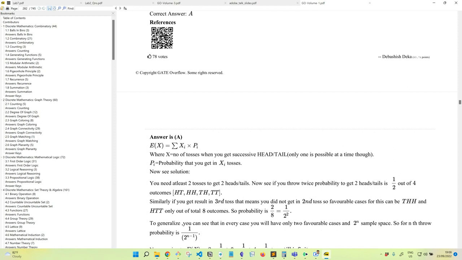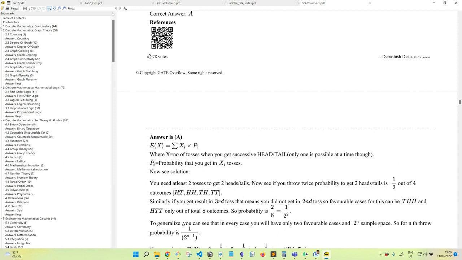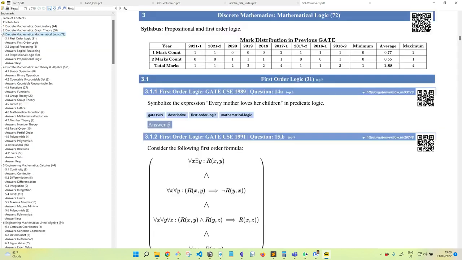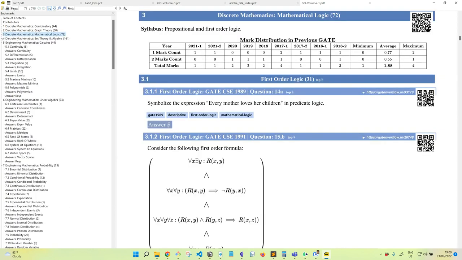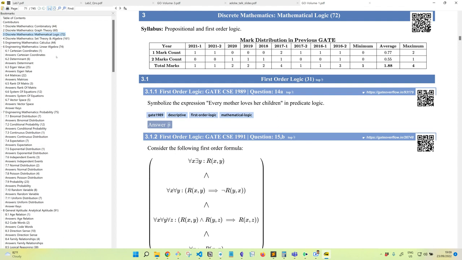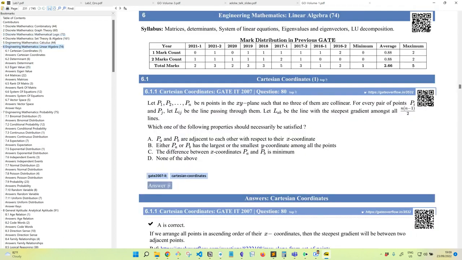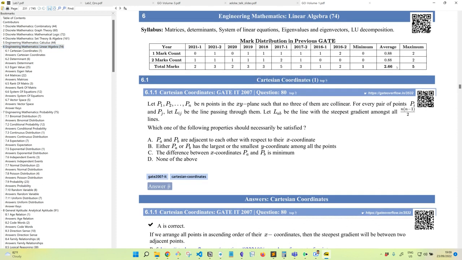One thing I liked in these books is that for linear algebra, they have given the minimum and the maximum marks you can expect from it, the mark distribution. Moreover, they have organized the previous year questions in terms of concepts.